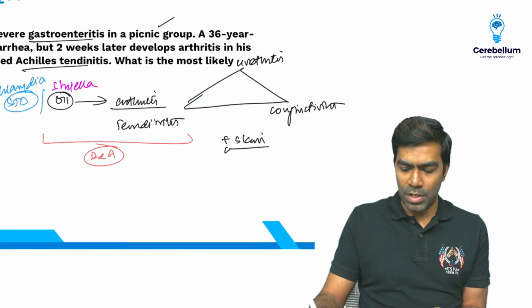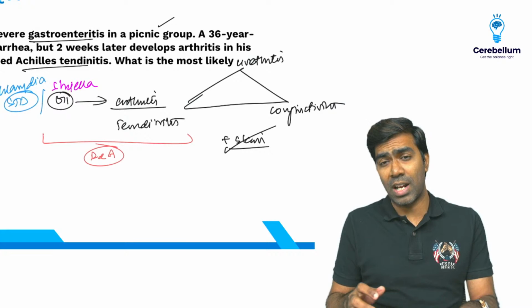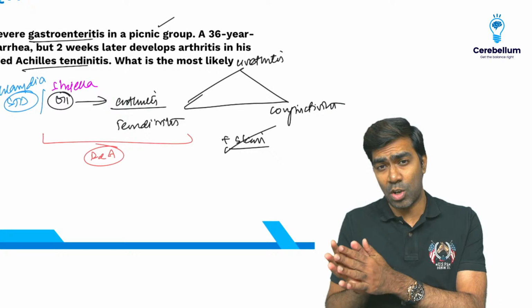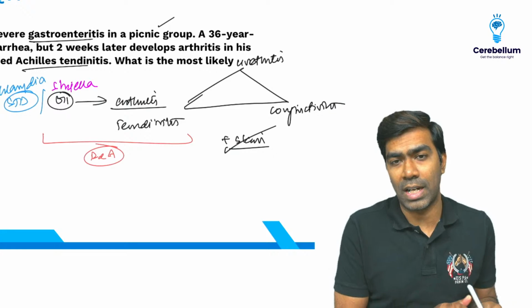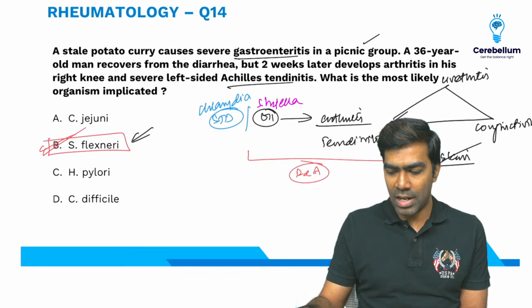Skin involvement, you know what the classic lesions are? I'm not going to tell again and again. You know very well it is keratoderma blennorrhagicum, which are hyperpigmented, hyperkeratotic rashes in the palms and soles. And we have circinate balanitis, which is nothing but inflammation of the glans penis. I'll repeat, circinate balanitis.